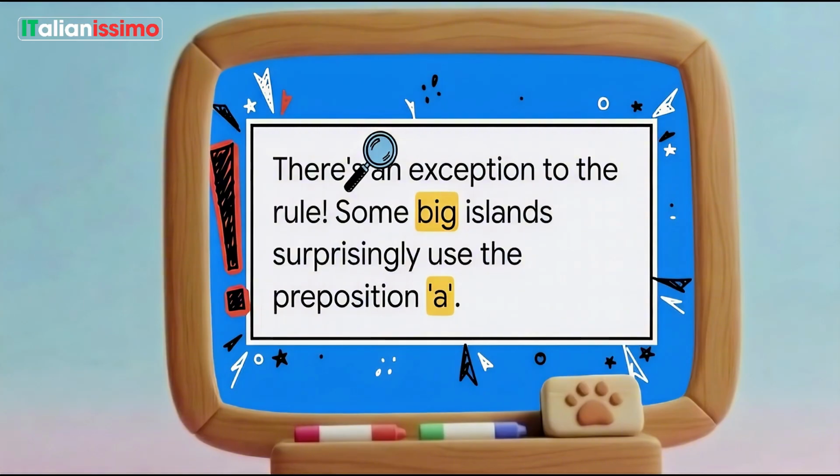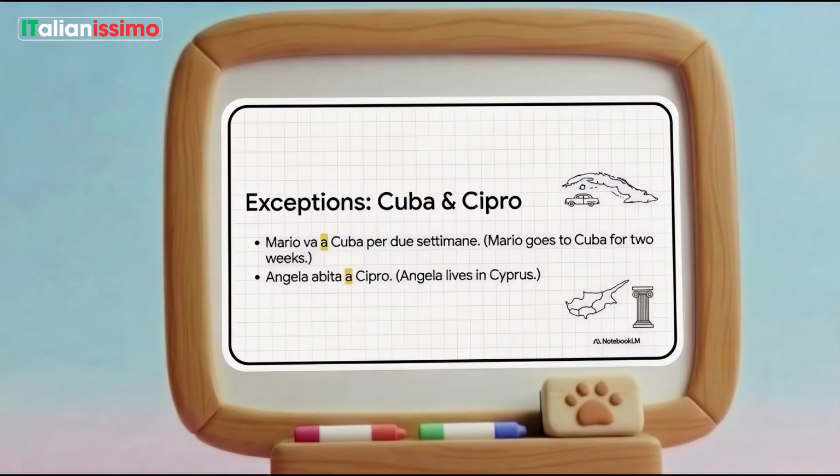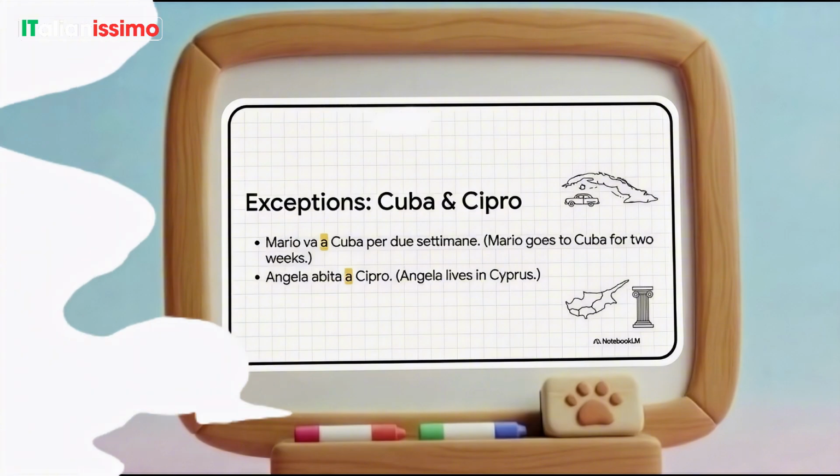Of course, it's Italian, so there's always gotta be a little twist, and this one involves a couple of islands that are actually pretty big, and here they are, Cuba and Cipro. Now, even though they're definitely not small islands, for whatever historical reason, they both take a. Just memorize these two. They're really the main exceptions you need to worry about.